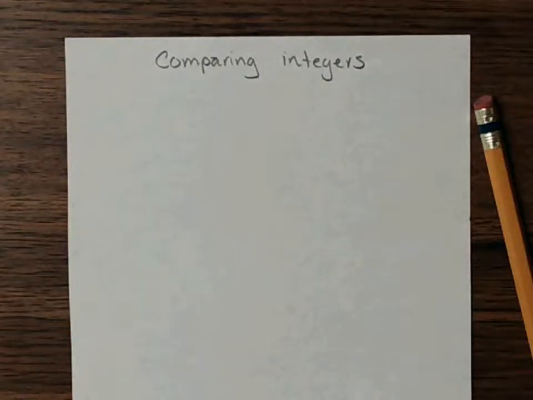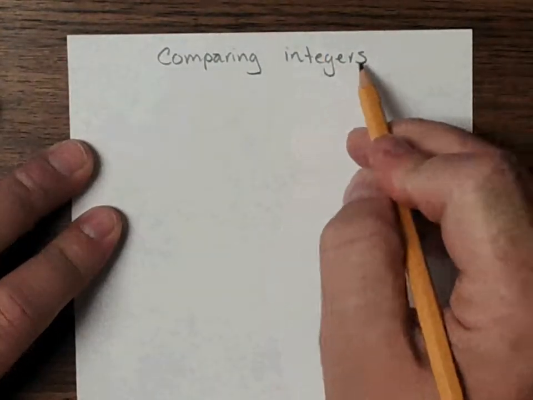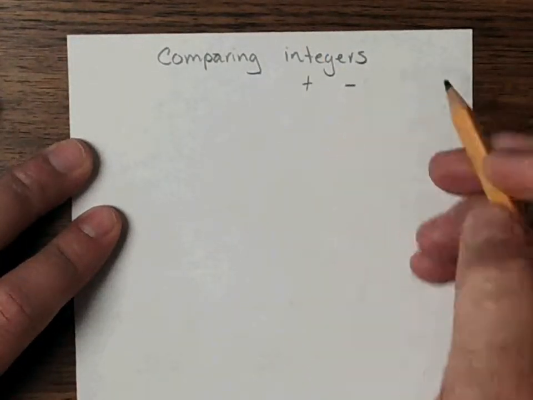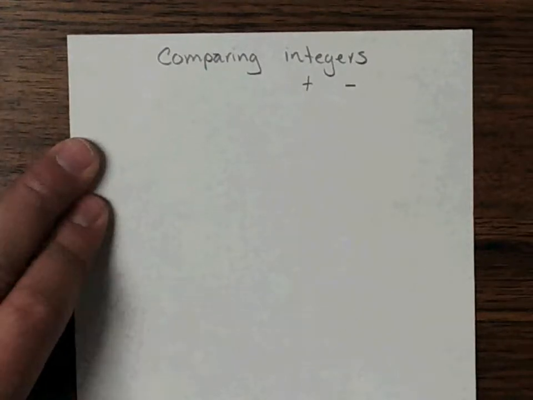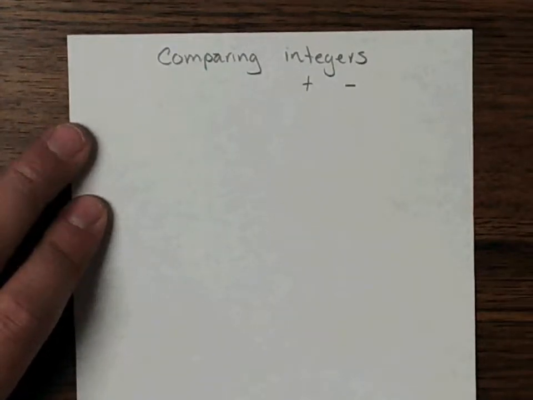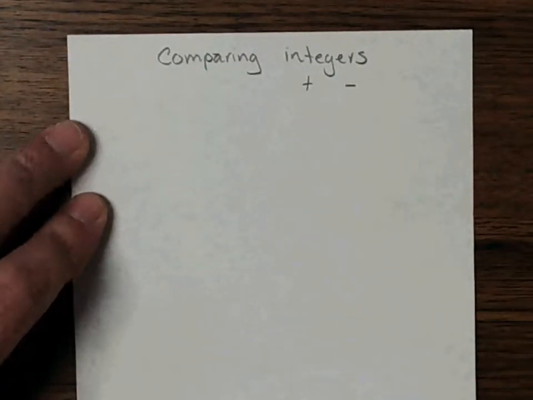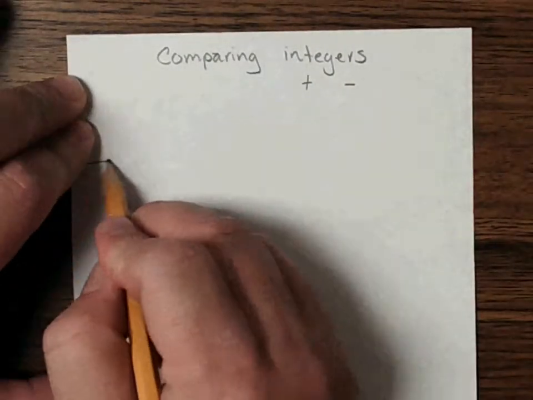Okay, so as I was working through this unit, I realized we really need to look at comparing integers. We have compared positive fractions, decimals, and percents, but we really need to look at comparing integers, or positive and negative numbers, because not all of them will technically be integers because they will have fractions, decimals, and percents. So the first place we're going to start is we're going to draw a number line.